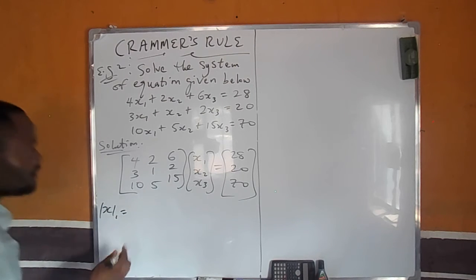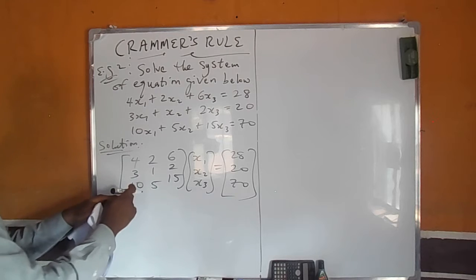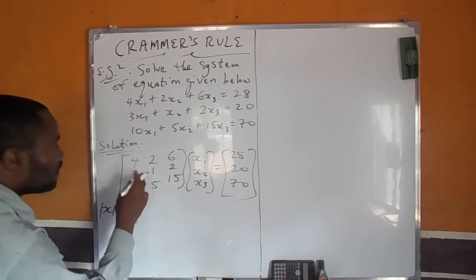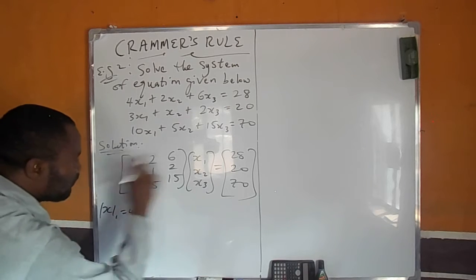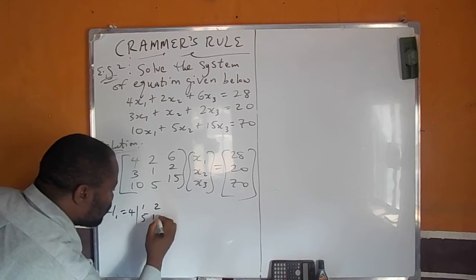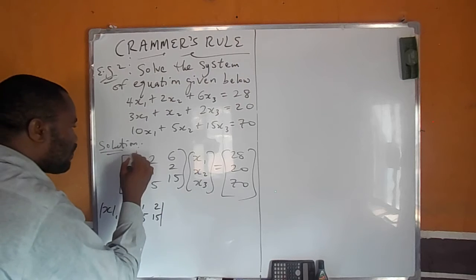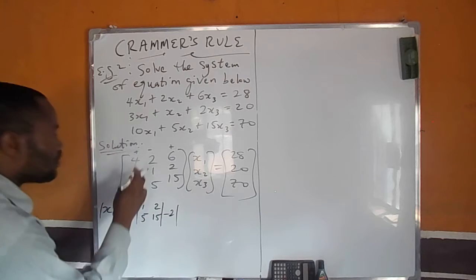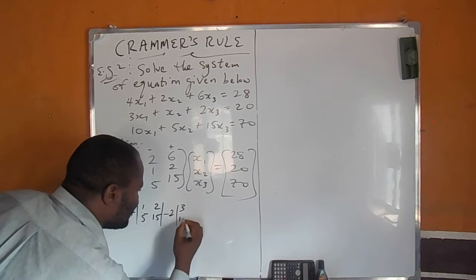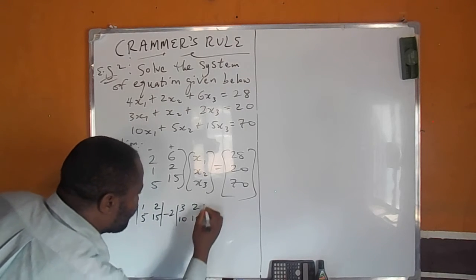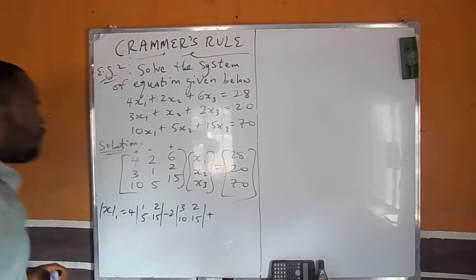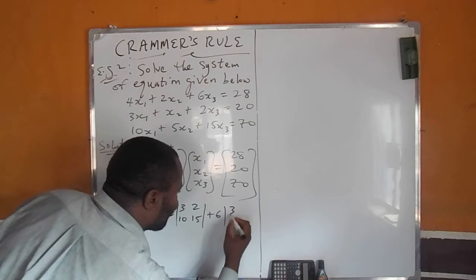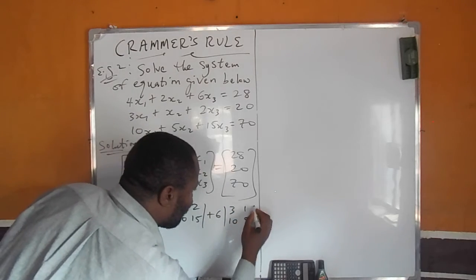Determinant of x1 equals, we use only this to get our determinant of x1. When you pick 4, you cancel what is in the same row and column with 4. We have 1, 5, 2, 15. This will be positive, negative, positive. So negative, you pick the next one, 2. You cancel what is on the same line and column with it. 3, 10, 2, 15. The last one, plus 6. You cancel what is on the same line and column with it. You have 3, 10, 1, 5.